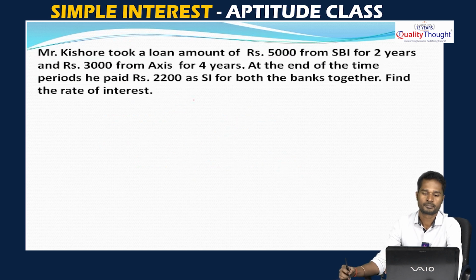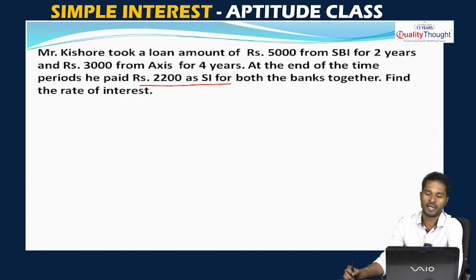Let us see the question. Mr. Kishore took a loan of 5,000 rupees from SBI for 2 years and 3,000 from Axis for 4 years. So, from SBI the principal amount is 5,000, time period is 2 years, and from Axis Bank the principal amount is 3,000, time period is 4 years. At the end of the time periods, he paid rupees 2,200 as simple interest for both the banks together. That means, together to both the banks he paid a total of 2,200 as the simple interest. Find the rate of interest.